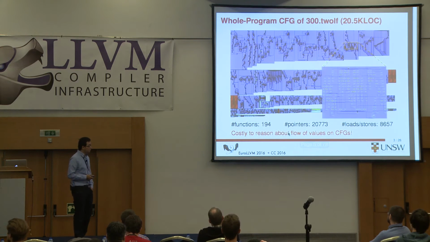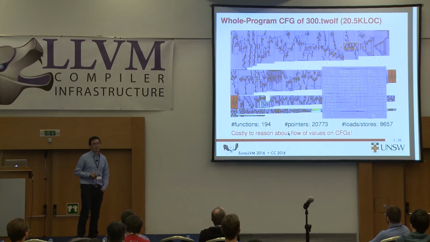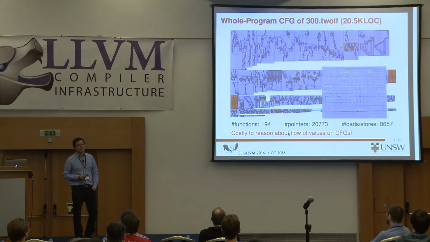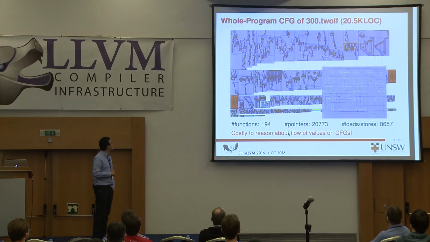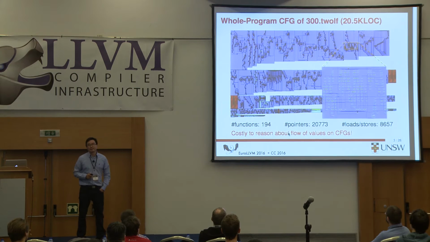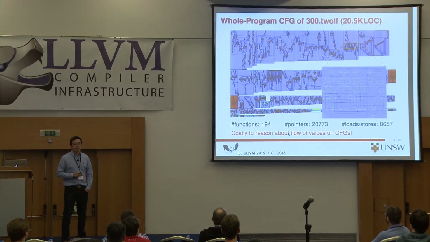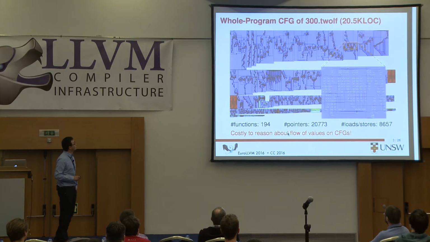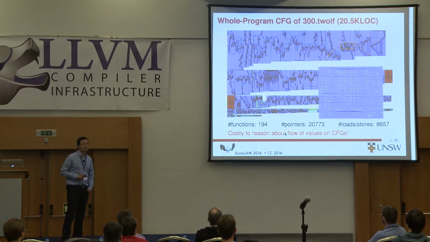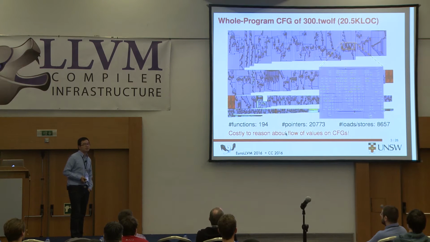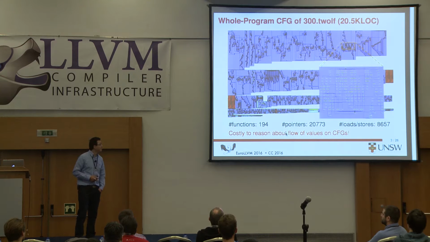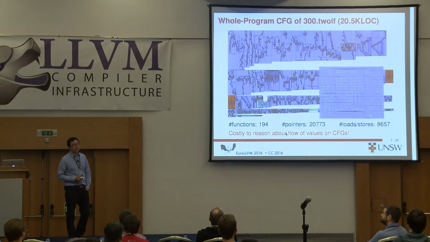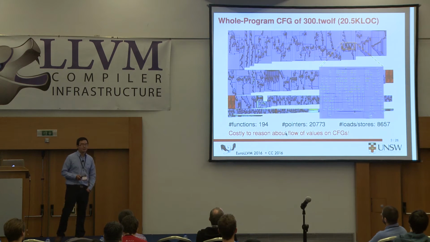Let's take a look at this picture, which shows a relatively small program from the SPEC and SVF benchmarks. Each rectangle represents a procedure. Inside the rectangle is a control flow graph, where each node represents a basic block and each edge between them represents a control flow relation. So we can see it's really costly to reason about flow of values on CFGs.